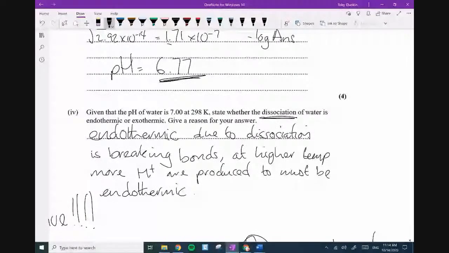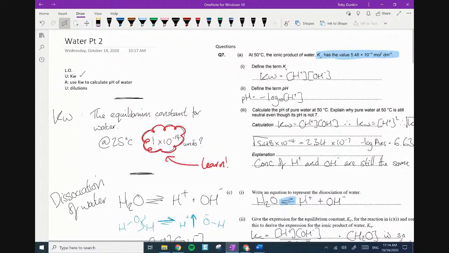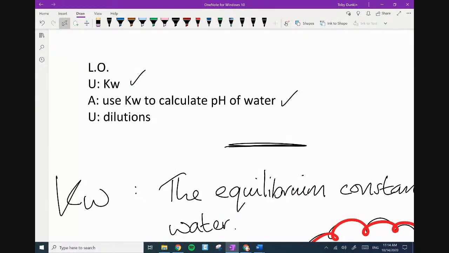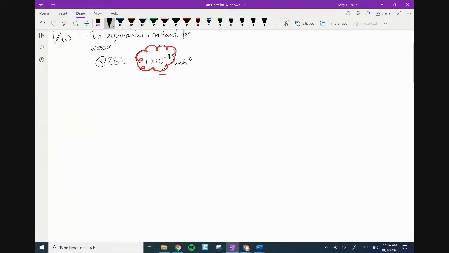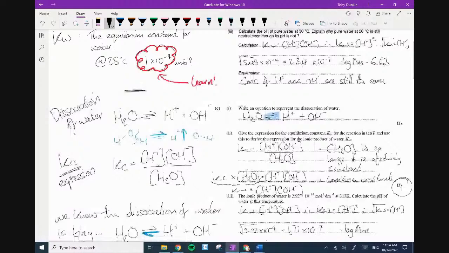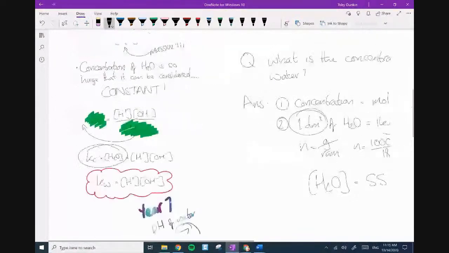Cool. So at this point, guys, we can go winner. We can now use Kw to calculate the pH of water. So the next one is dilutions. Check out my beautiful set of chemistry notes. Isn't that gorgeous? Just beautiful, stunning chemistry, actually. Love water.